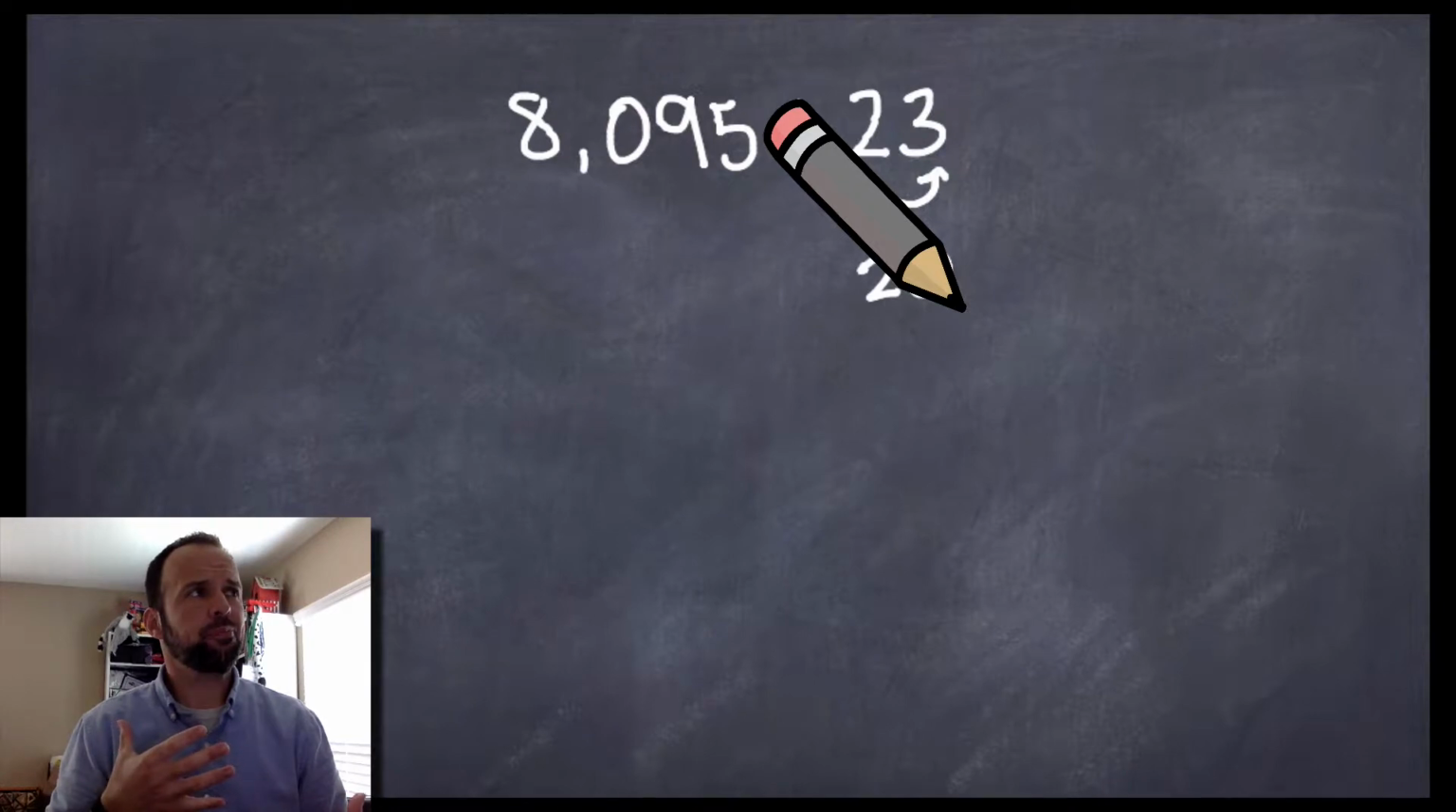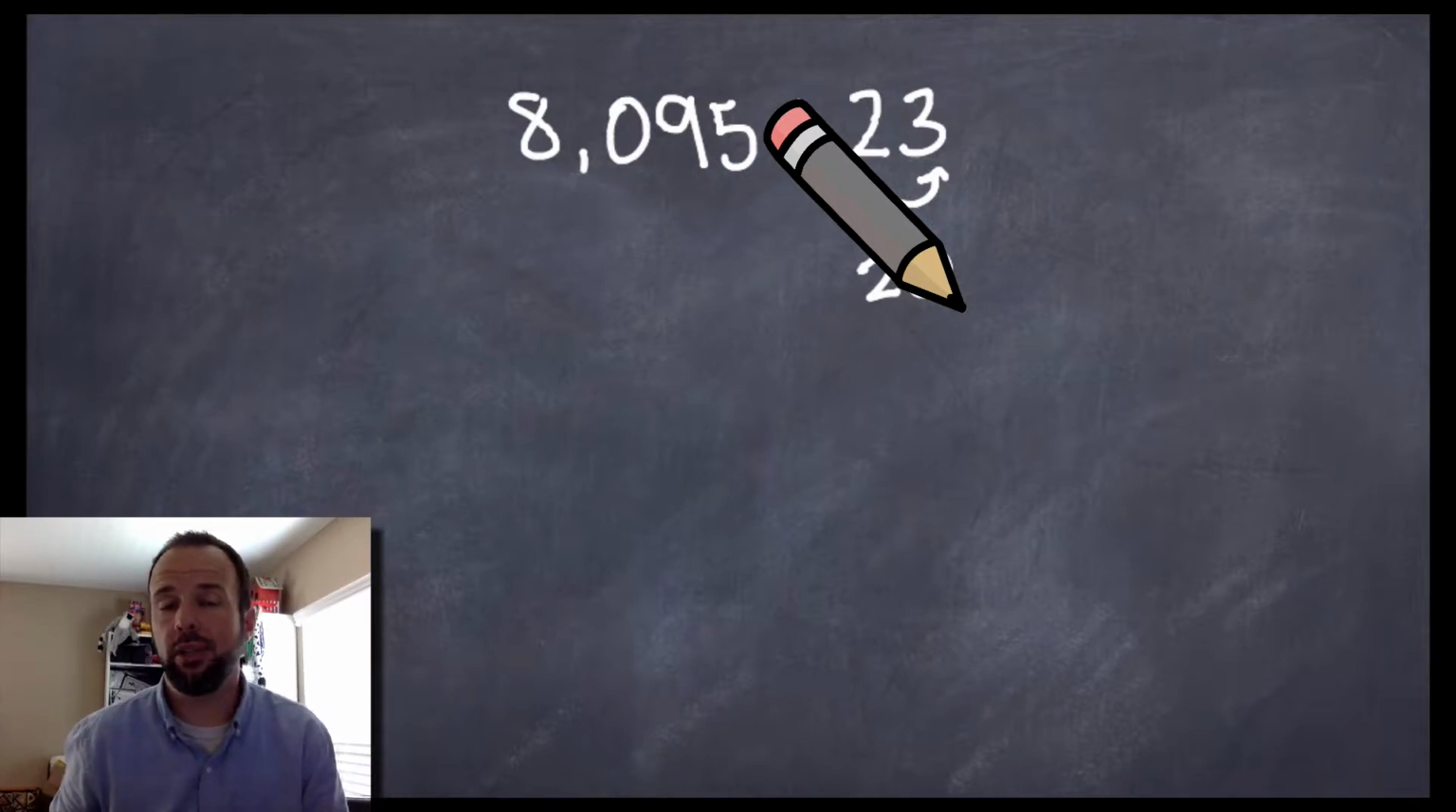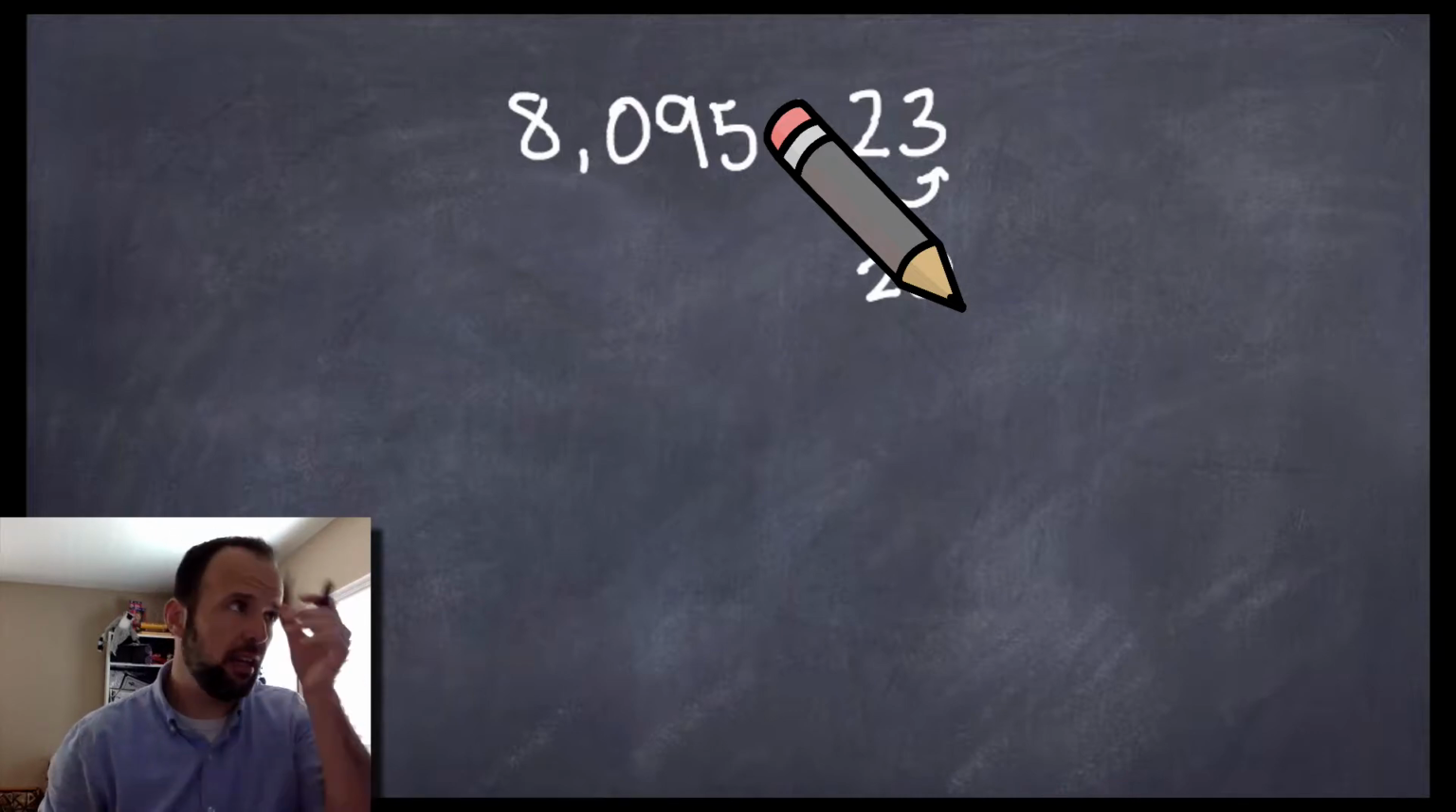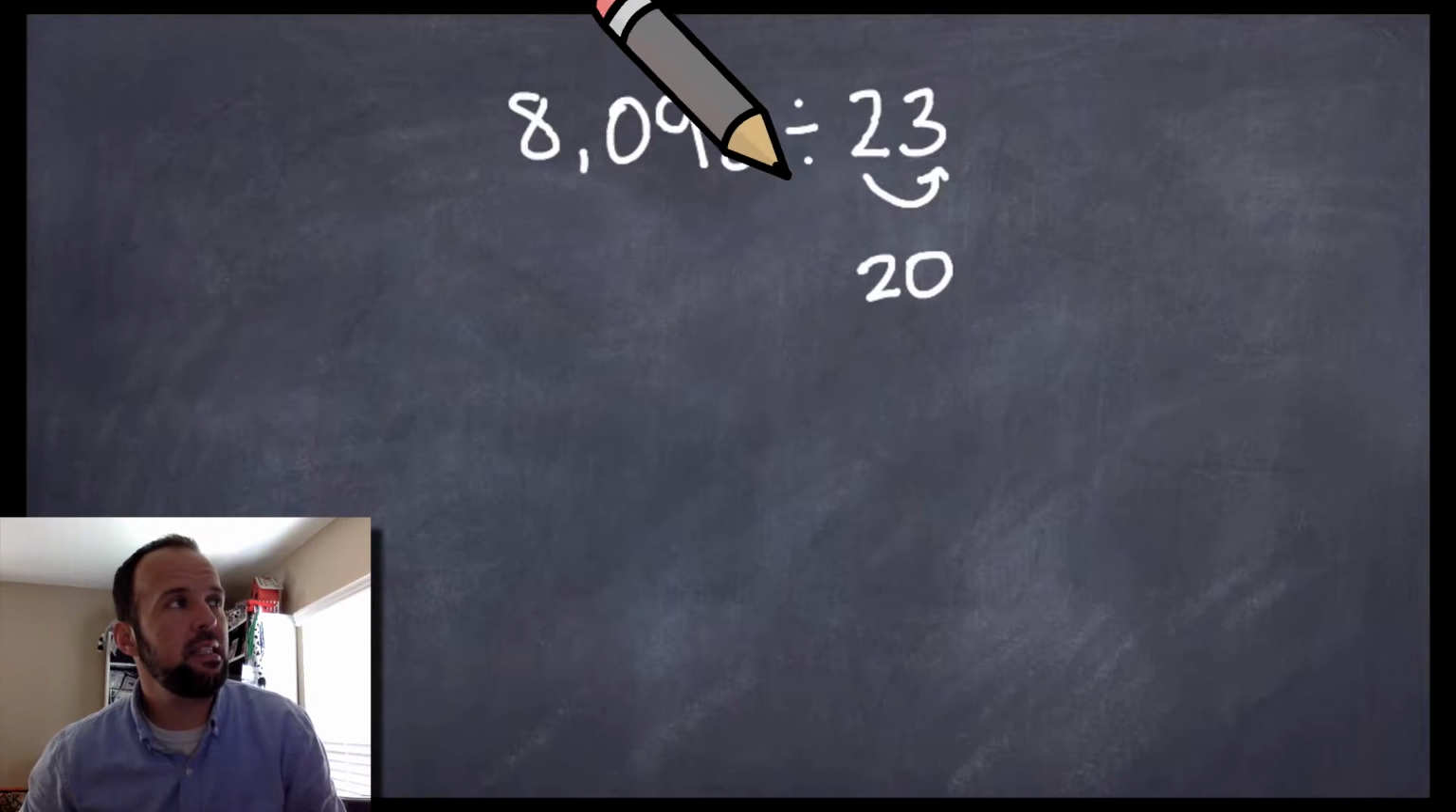Now this is going to make it a little easier to figure out how many times 20 goes into 8,095, because I can count by 20s. It's basically like counting by 2s, 2, 4, 6, 8, except that we're in the tens place, so it's 20, 40, 60, 80, and so on. So that's going to make it a little bit easier now.